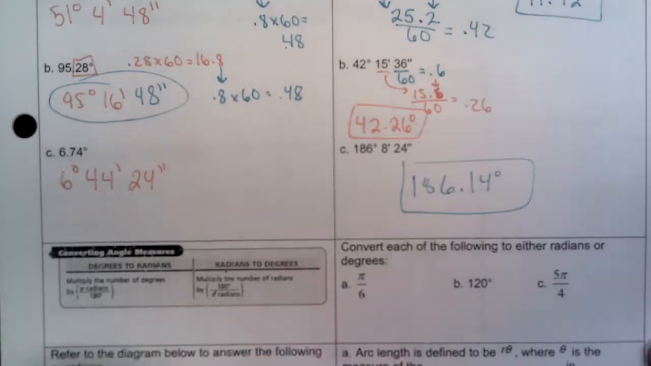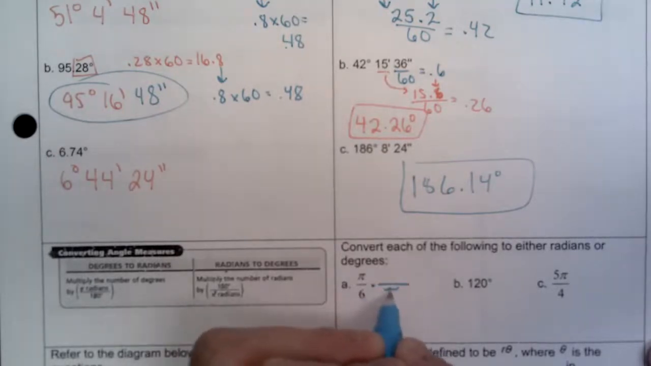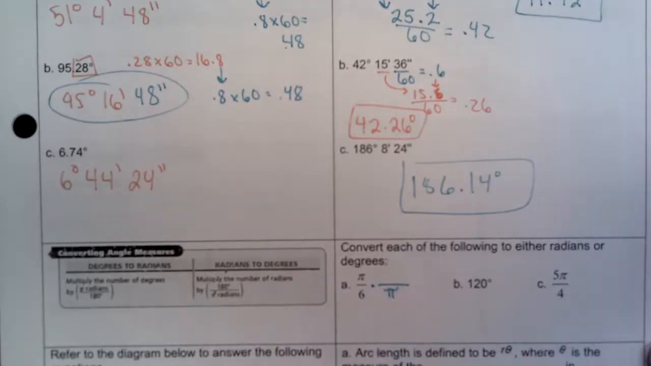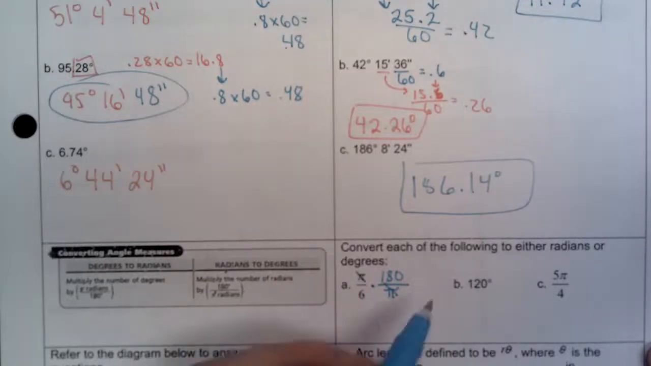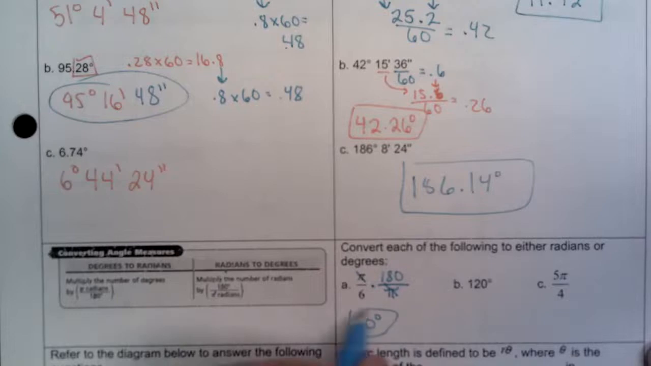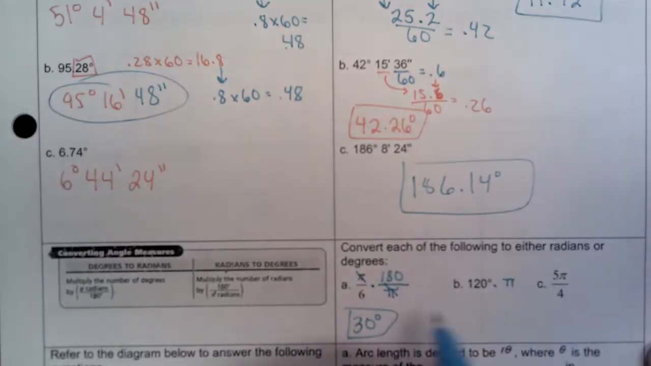So pi over 6, it's already in radians because it's got that pi symbol in it, which means I have to get rid of the pi symbol and it's going to have to cancel. So it goes in the denominator. That means 180 goes in the numerator. So now 180 divided by 6 is 30. So my answer is 30 degrees. The next one is 120 degrees. I have to get a pi symbol in there, so it's going to be on top. And I have to get my number to get smaller. So 180 is on the bottom. Okay? So now 120 and 180 are both divisible by 60. And that gives me 2 times pi over 3.